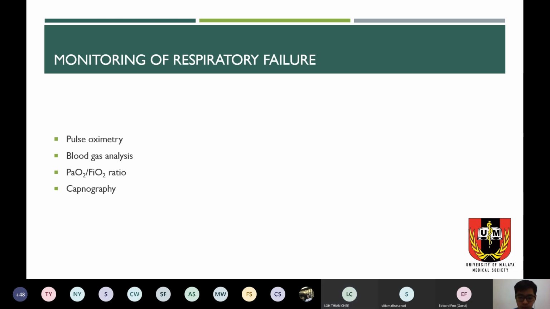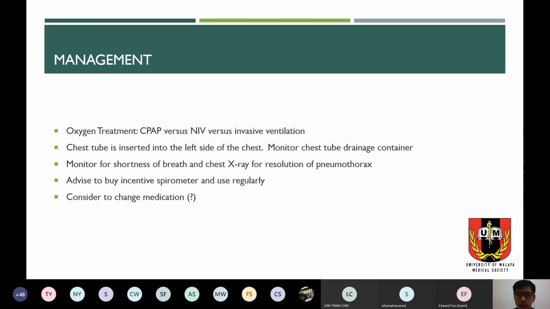All right. Okay. So this is the management that we did. Oxygen treatment is I added one. Other than that, it's all the same. Chest tube is inserted into the left side of the chest, and then they monitor for the chest tube drainage container for any blood or anything like that. Monitor for shortness of breath and chest X-ray for resolution of pneumothorax. Advised to buy incentive spirometer and to use regularly at home.